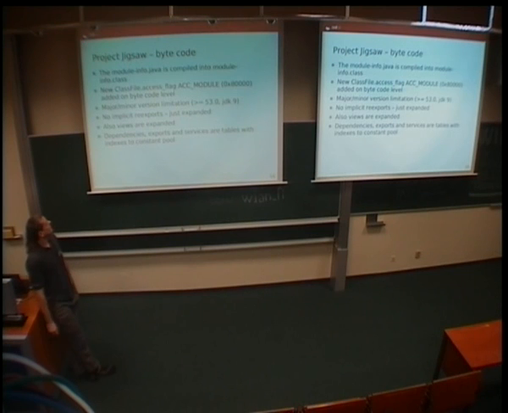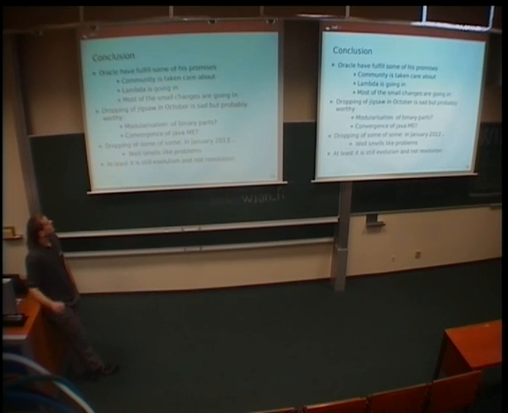Some bytecode changes were necessary. The module-info.java is really compiled to module-info.class. So the new flag that this is a Java module is here. Limitation to the version for JDK 9 and more. No implicit re-exports. All re-exports are expanded at compile time, and also views are expanded. And dependencies, exports and services are tables with indexes to the constant pool, as we are used to from the classes.